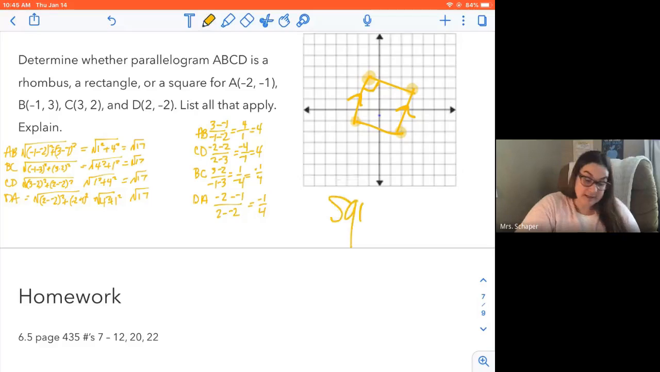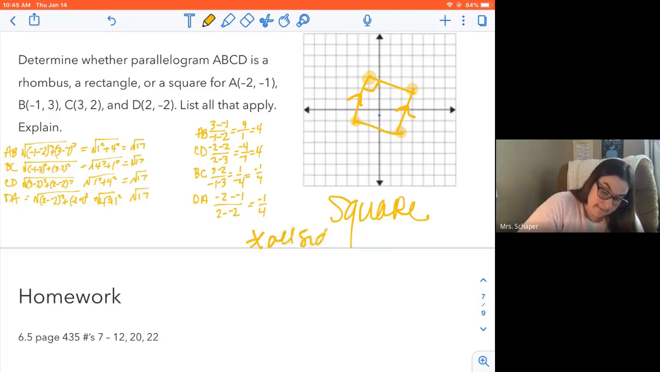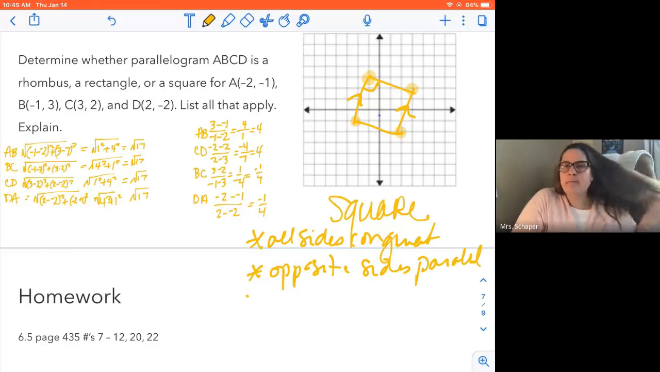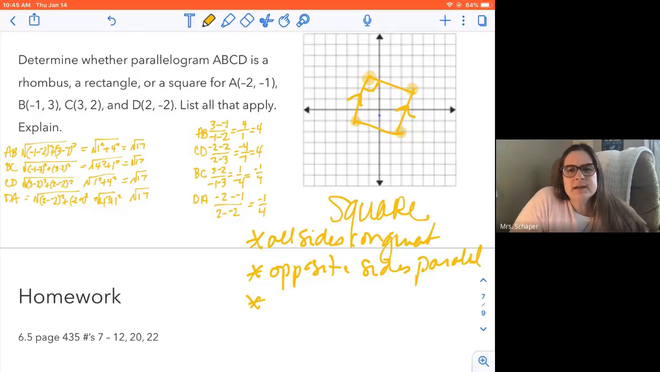Okay, and we would list what it has. It has all sides congruent. It has opposite sides parallel. And it's going to have, let's see here, what else? Oh, right angles. How can I forget that?